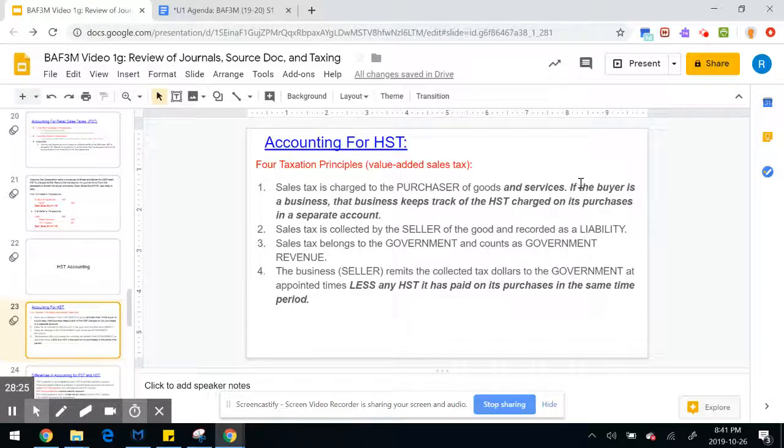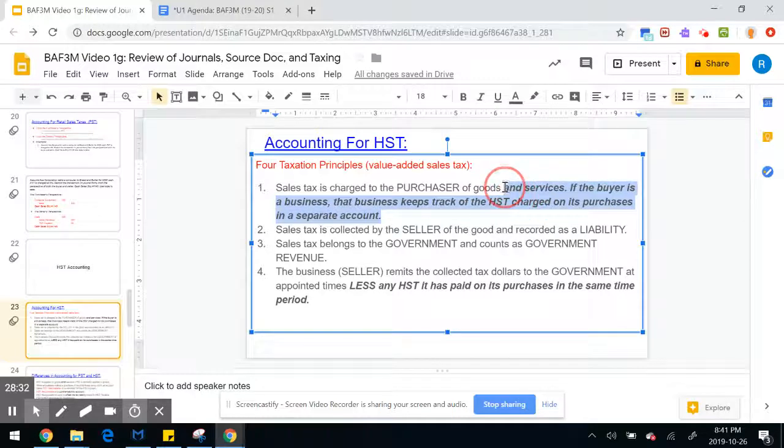All right. So if the buyer is a business, the business keeps track of the HST charge on its purchases in a separate account. We don't need to keep track of the PST we spent on purchases as a business because we don't get PST back anyway. So there's nothing else to keep track of. But with HST, we're going to get it back. So obviously we want to keep track of it. That way we know how much the government's going to effectively owe us in HST recoverable.